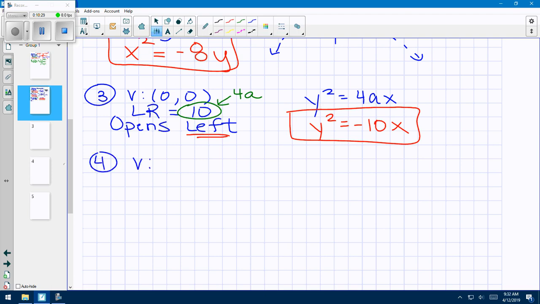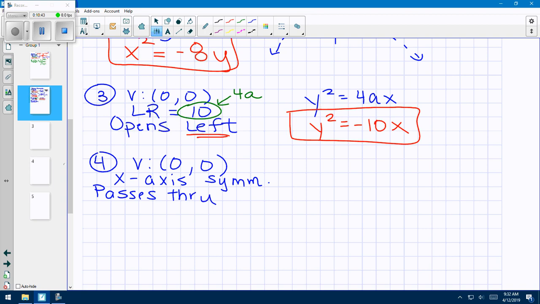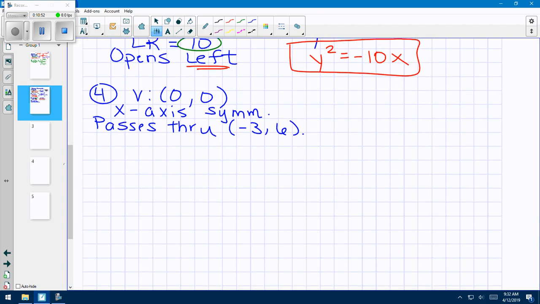All right, last one. If I give you a vertex of (0, 0), and I tell you that the parabola has x-axis symmetry, and that it passes through the point (-3, 6), we're going to write an equation based on that criteria.